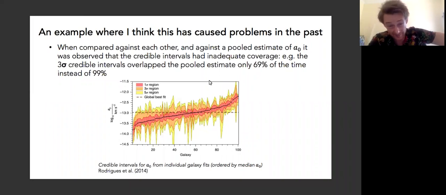And they found that the credible intervals at a given level typically didn't overlap the pooled estimate at a frequency that corresponded to that level. So for example, when they looked at the 3 sigma credible interval, they would expect it to be covering the pooled estimate over 99% of the time, and they found that in fact it only covered it about 69% of the time. And they concluded that for this reason, the MOND-inspired radial acceleration relationship couldn't possibly be correct.